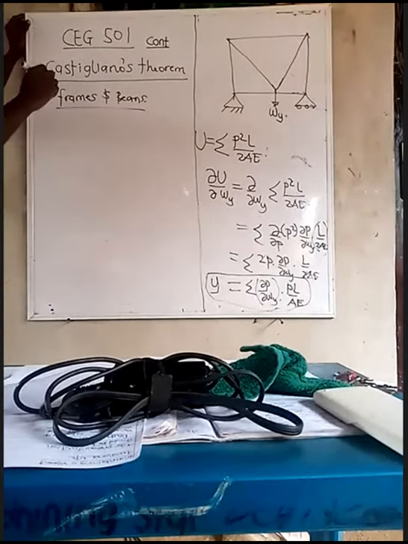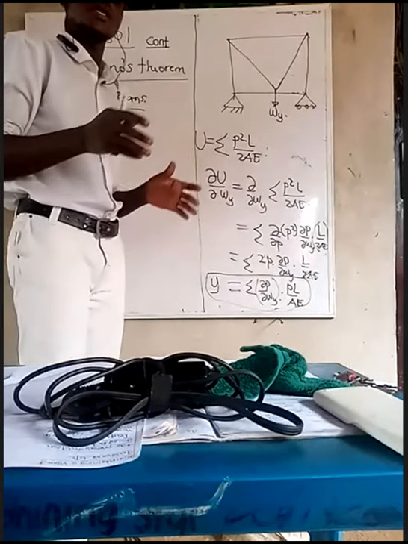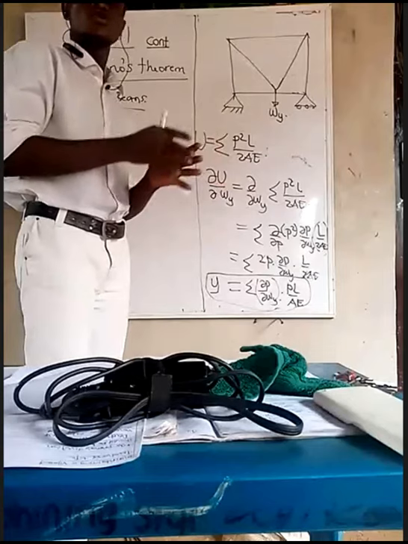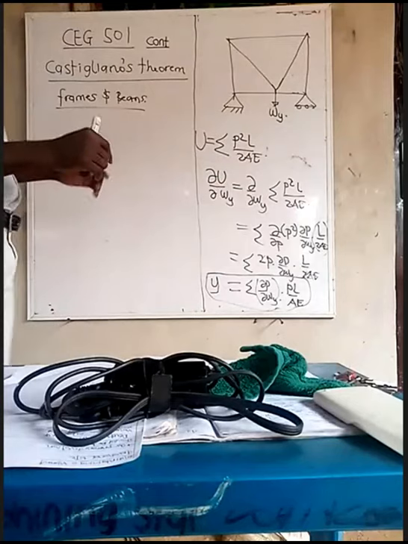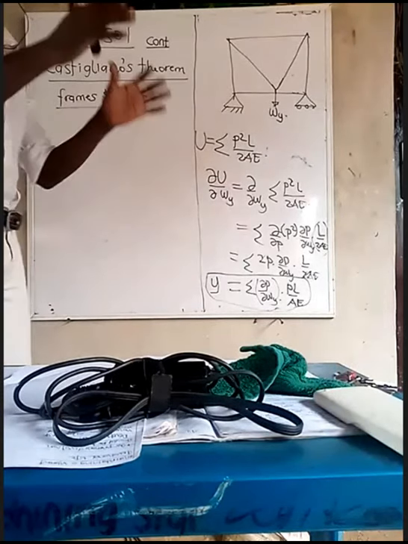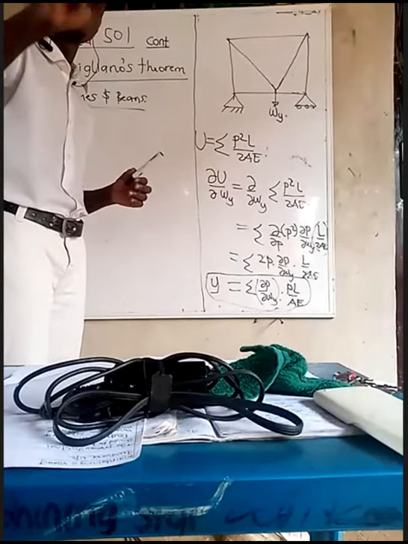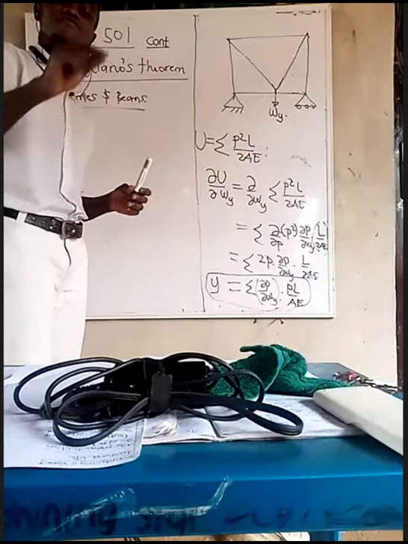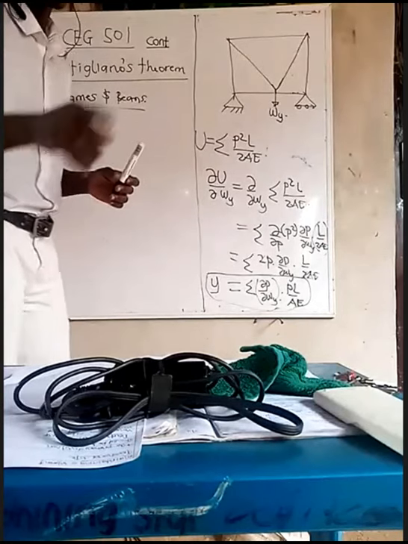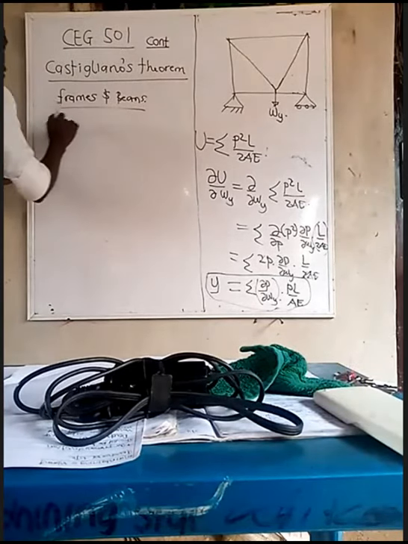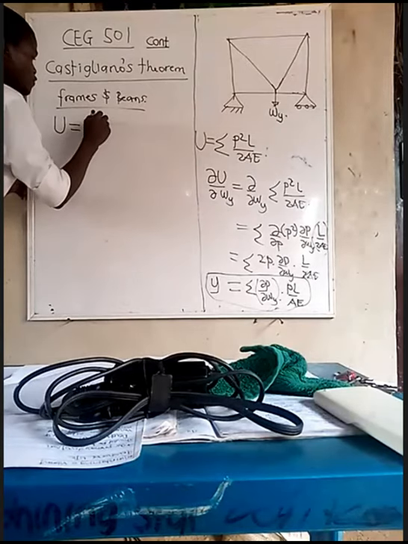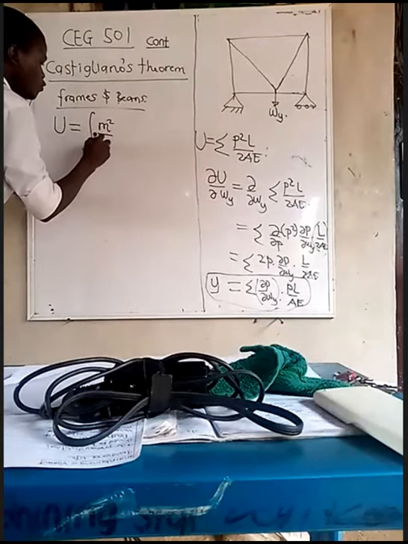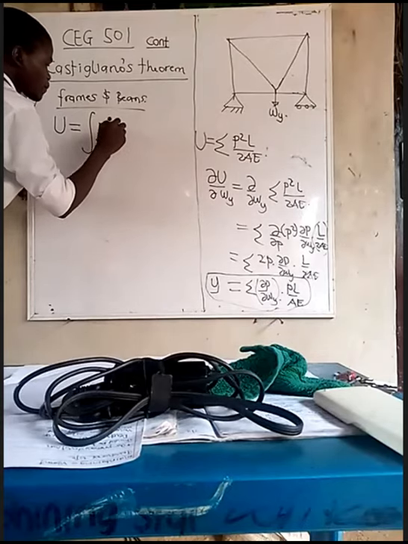Frames and beams. The application of Castigliano's theorem is that for the strain energy of the whole structure, you find the first partial derivative at the point where it is required. So if we have a frame and beam, there is a need for us to be able to calculate the total strain energy for a frame and beam system. So for a frame and beam system, the total strain energy is the integral of M squared over 2EI dx.